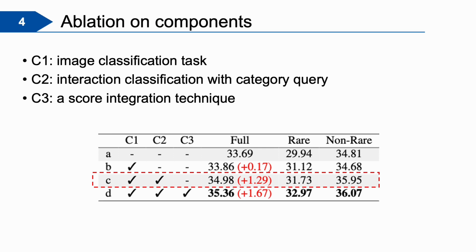Here is an important ablation. Component 1 is the image classification task. It is another branch that we added. Component 2 is to replace the weight with the adaptive queries, and it is the key part of our method. We can see from the table that it is also the most important part to the final results.